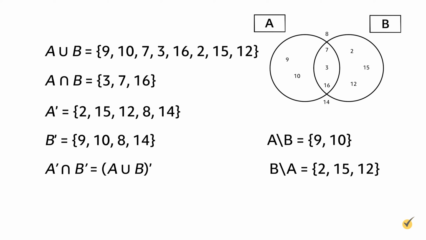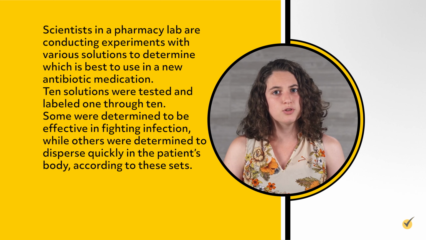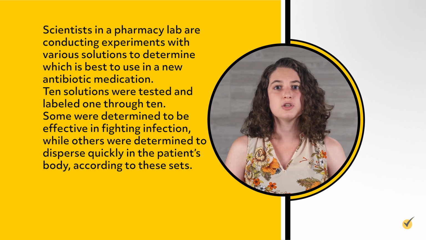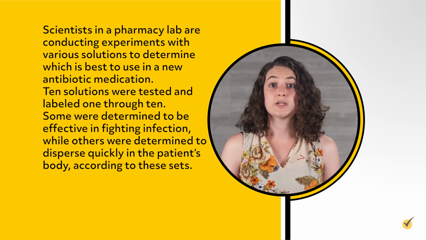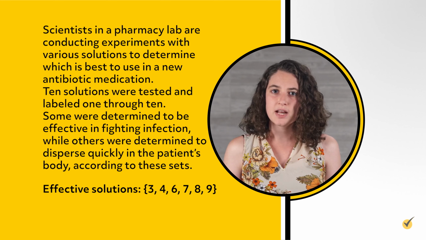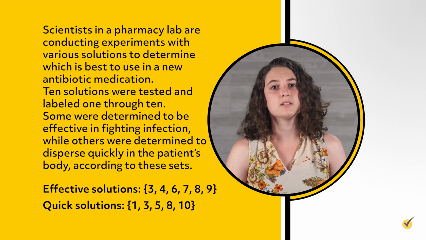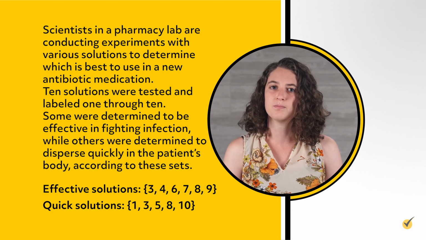Alright, now that we've had some practice with using a Venn diagram to determine unions, intersections, complements, and differences between sets, let's now apply this knowledge to a word problem. Scientists in a pharmacy lab are conducting experiments with various solutions to determine which is best to use in a new antibiotic medication. 10 solutions were tested and labeled 1 through 10. Some were determined to be effective in fighting infection, while others were determined to disperse quickly in the patient's body, according to the sets given below.